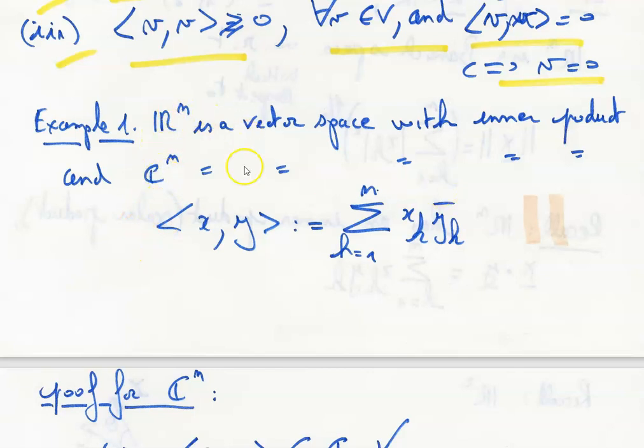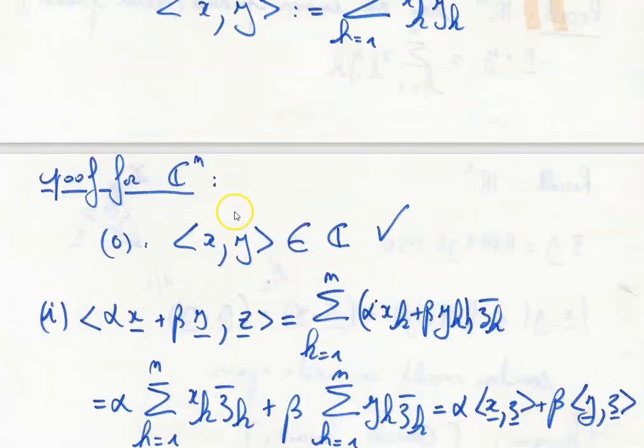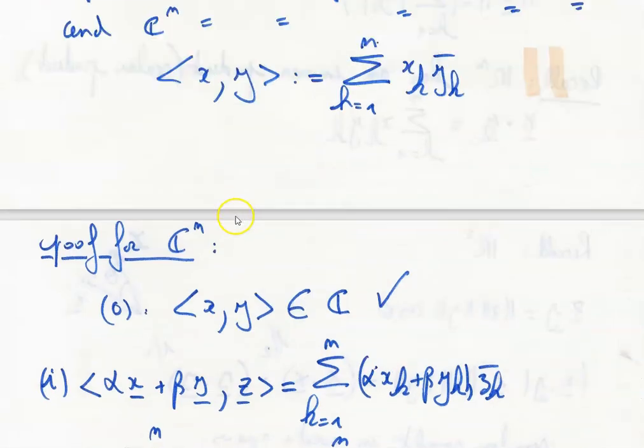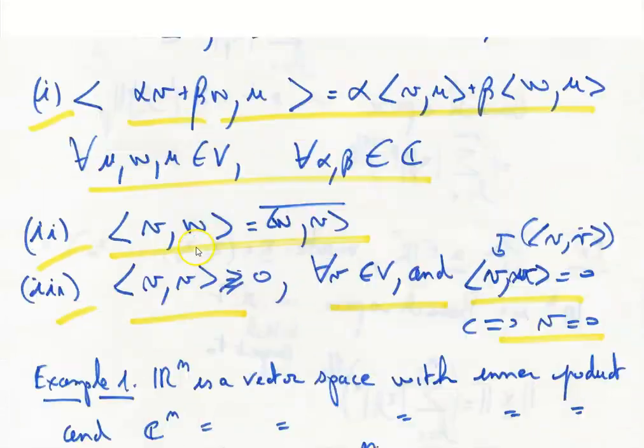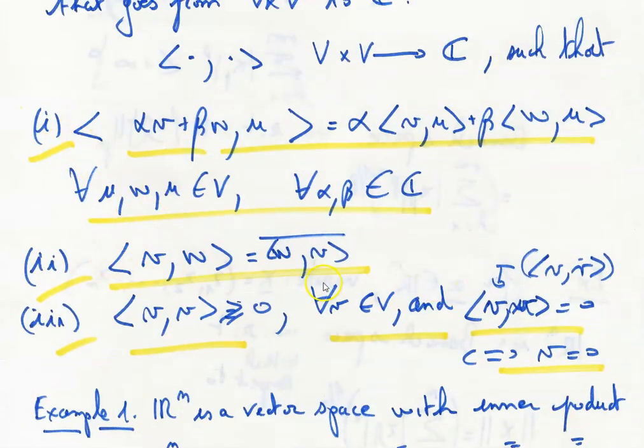Okay, of course in Rn you don't need to take the complex conjugate because the complex conjugate of a real number is itself. Okay, that's not the case in Cn. So we define generally this inner product for both of them. So let's prove now for Cn that this inner product I just defined corresponds to an inner product, which means that we verify the three hypotheses, okay, of the inner product.